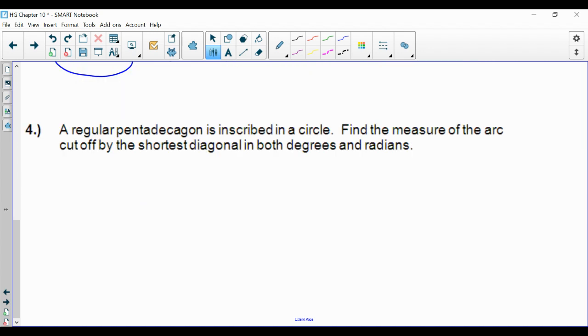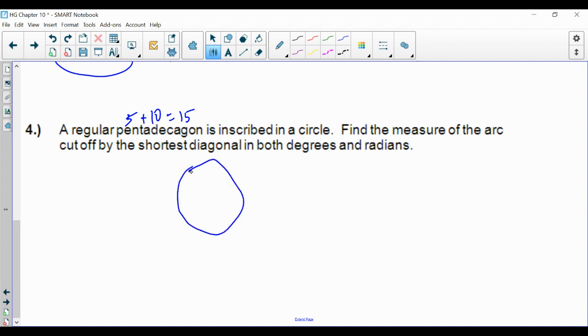All right, last one on this one. Regular pentadecagon, which means penta is 5, deca is 10. So this is a 15-sided figure, is inscribed in a circle. Now, inscribed means that the shape is on the inside of the circle. Find the measure of the arc cut off by the shortest diagonal in both degrees and radians. So it kind of has 2 parts to it.